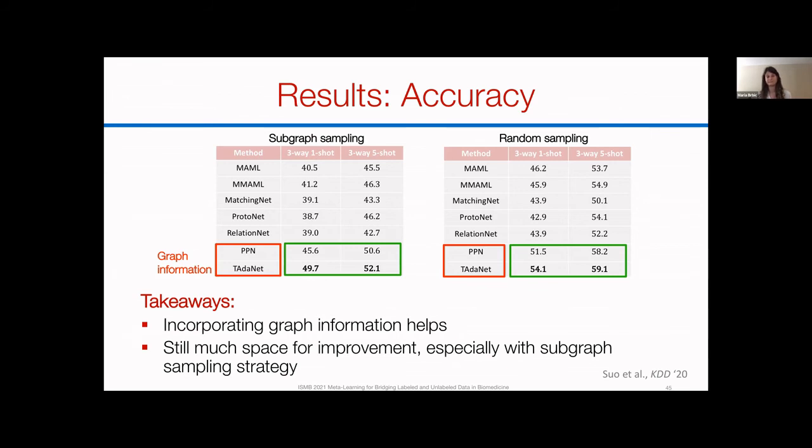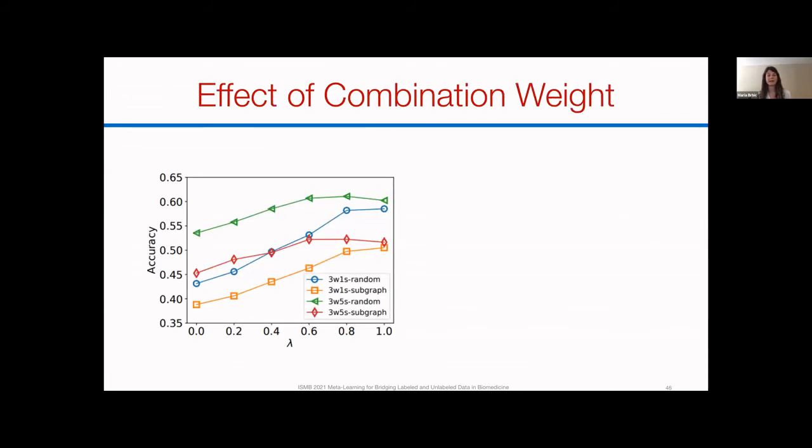And next, let's examine how the weight regularization lambda affects performance. To recap, lambda combines the initial embedding prototype and the final propagation prototype. On the graph, one-shot tasks for random and subgraph sampling are shown in blue and orange, while green and red denote five-shot tasks. We can see that higher lambda leads to better performance, and improvements are much more apparent for one-shot tasks in both random and subgraph sampling.